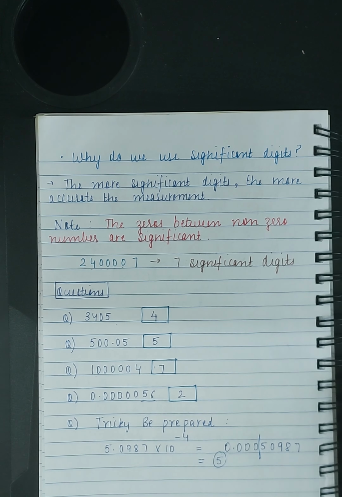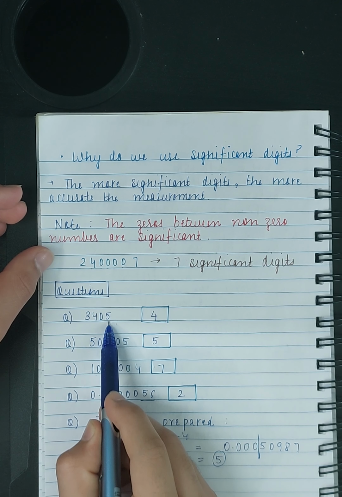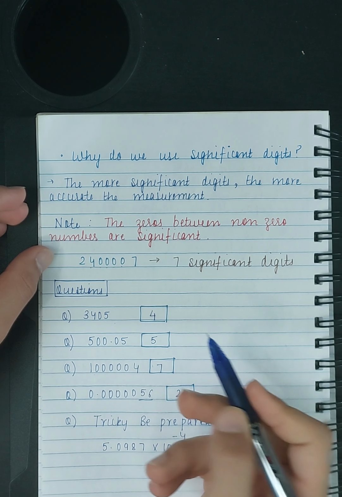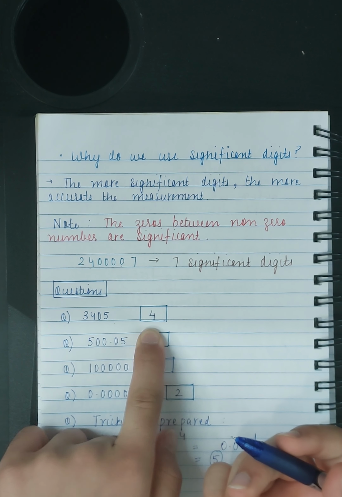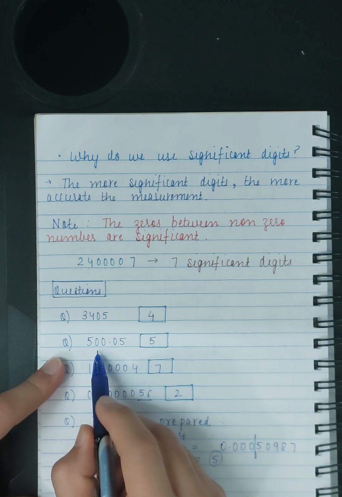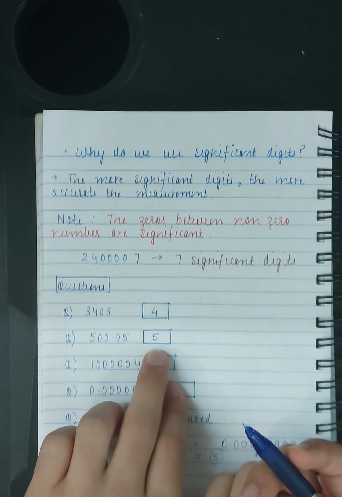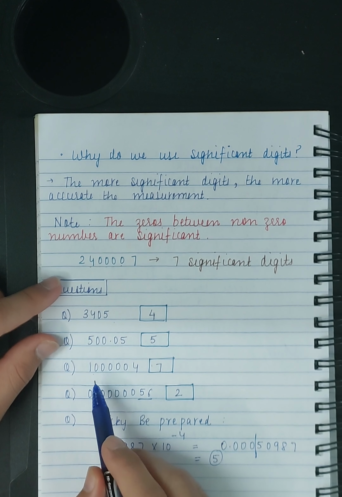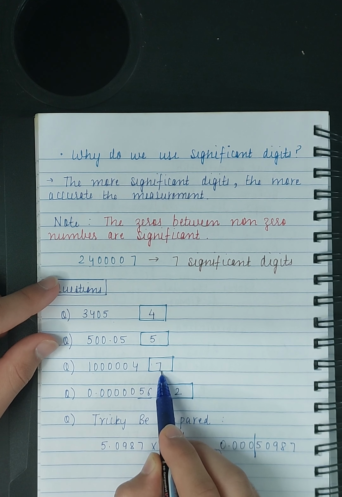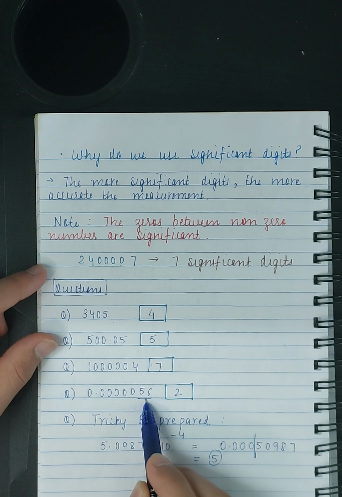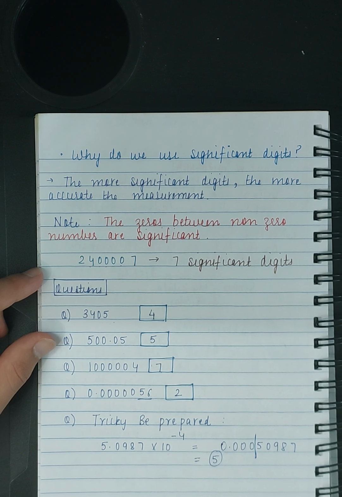The first question to be focused on says 3405. The number 3405 has 4 significant digits, which is why the number mentioned here is 4. The number 500.05 has 5 significant digits, thus 5 is the answer. The number 1,000,004 has 7 significant digits. The number 56 has 2 significant digits. And here's a tricky one.